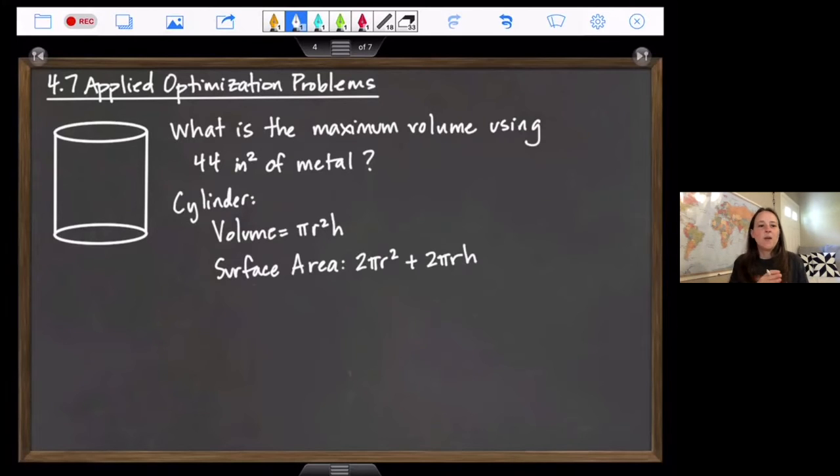All right, so we have that 44 square inches of metal. That's our surface area, and that's given by 2 pi r squared plus 2 pi r h. So that is equal to the 44. What we're trying to do is maximize the volume. Okay, so this is the thing we want to maximize.